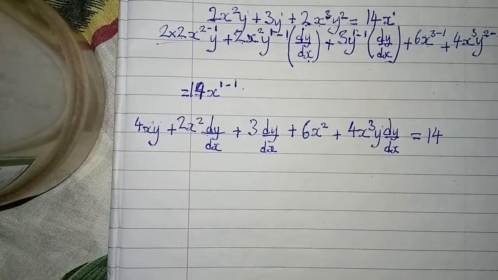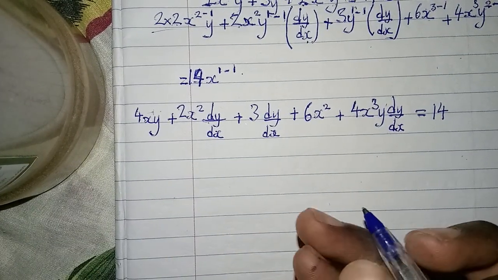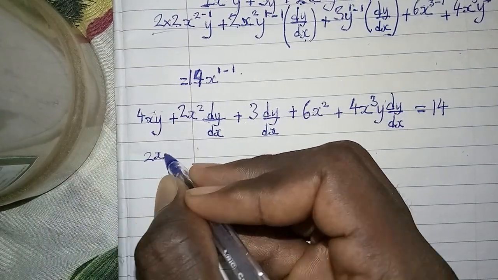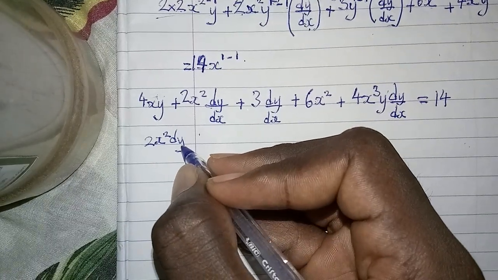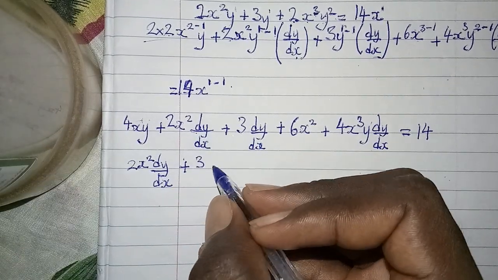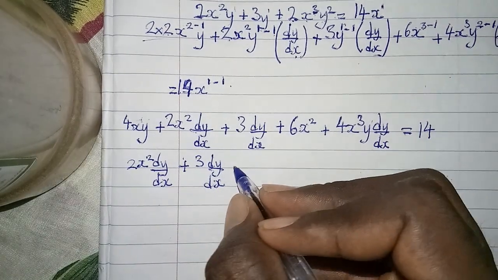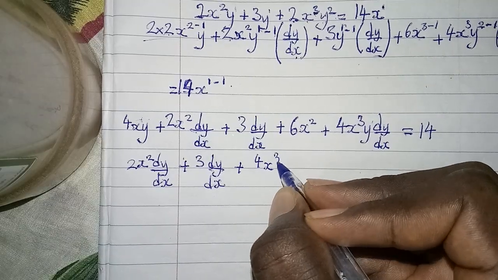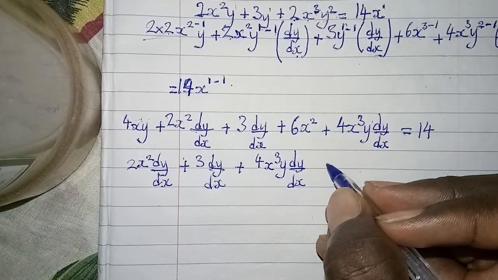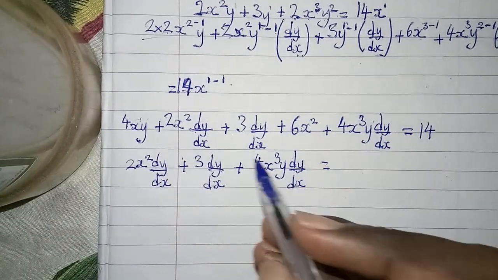So we are going to group the terms with the dy/dx and the ones without the dy/dx. So we are going to have 2x squared dy/dx plus 3 dy/dx, then plus 4x cubed y dy/dx, which is going to give you, so this one will go here because it doesn't have the dy/dx value.